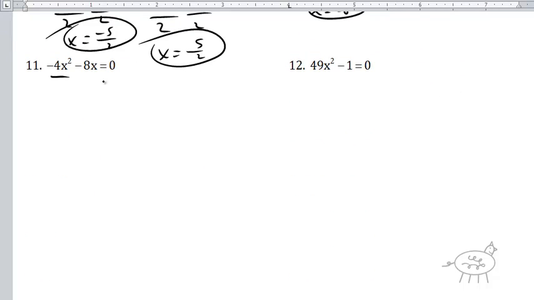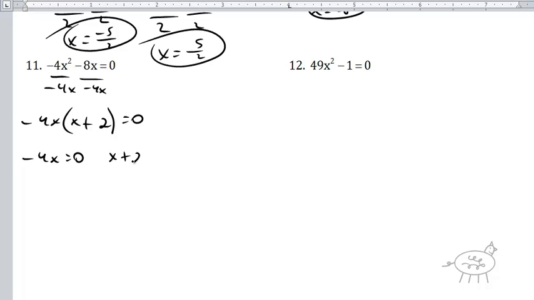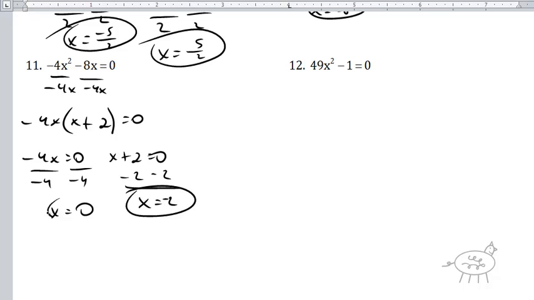Okay, what do I get factor out of this one? Negative 4x. So negative 4x, and then parentheses, you're just going to get x plus 2. Okay, so negative 4x equals 0. x plus 2 equals 0. Divide by negative 4. x equals 0. Subtract 2. x equals negative 2. Okay, that's it. And then number 12, last one.